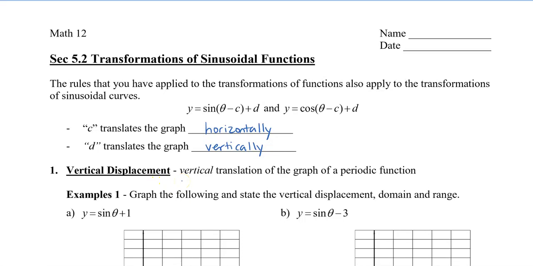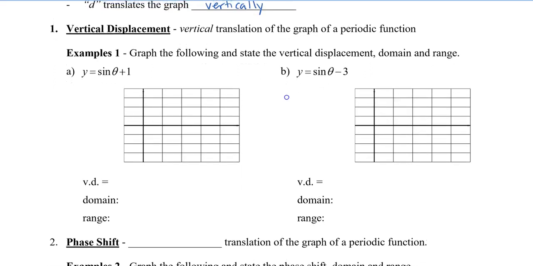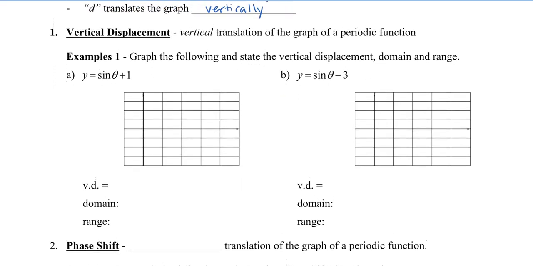So let's graph the following, and I want you to tell me what the vertical displacement and domain and range are. So in this first example, like I've said before, I want you to always keep in the back of your mind what the basic sine graph looks like. So we're going to draw this. It goes from a max of 1 to negative 1. We have 0, pi, and 2 pi, pi over 2, and 3 pi over 2.